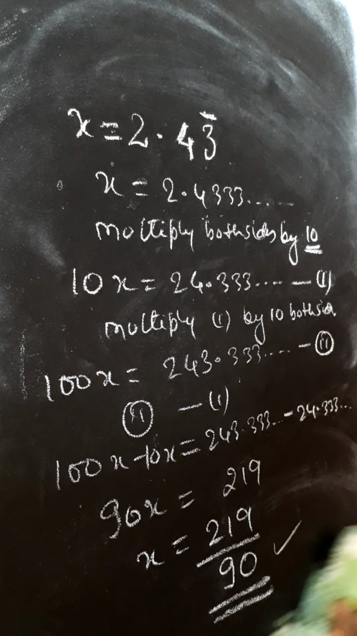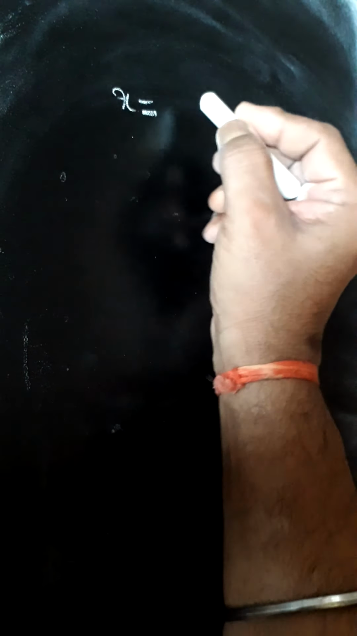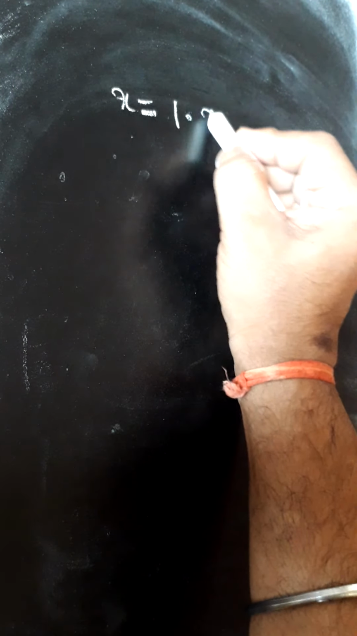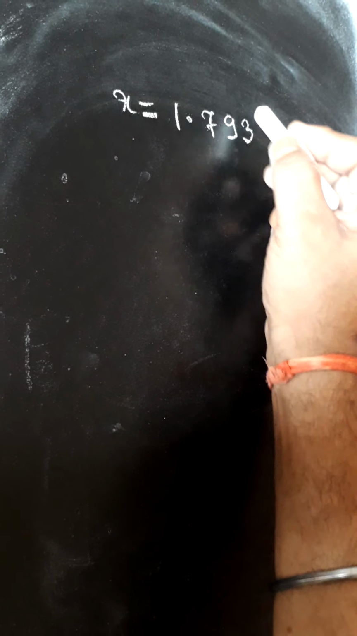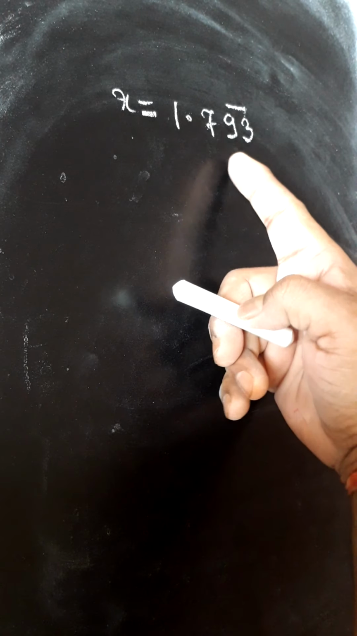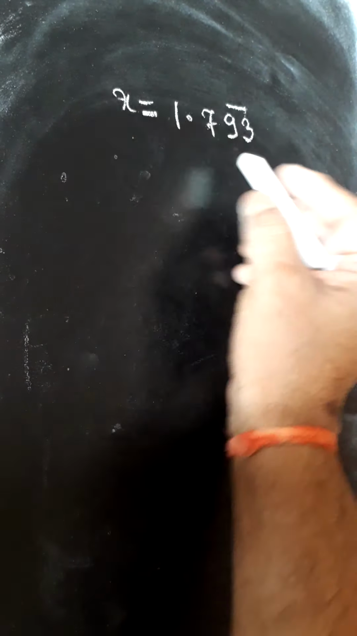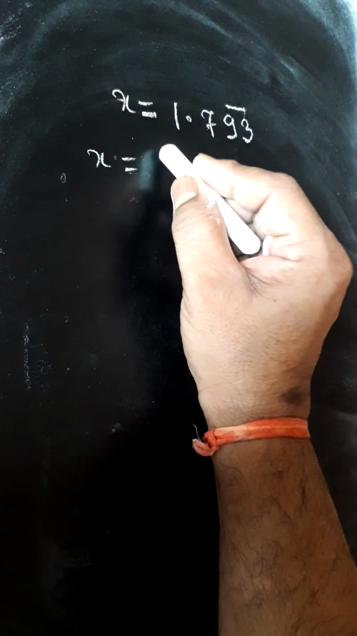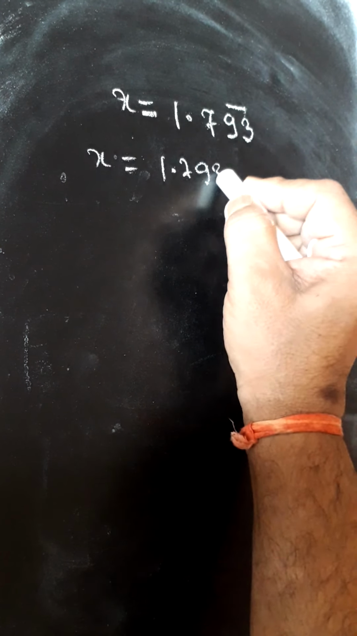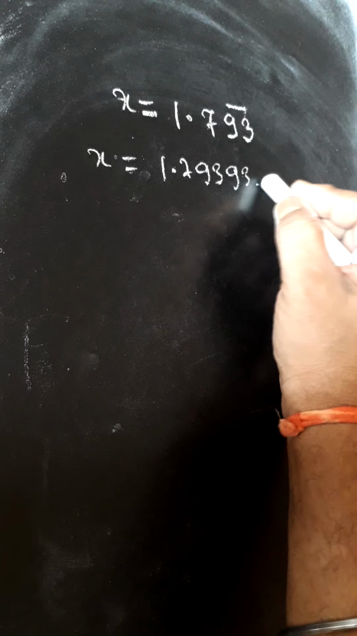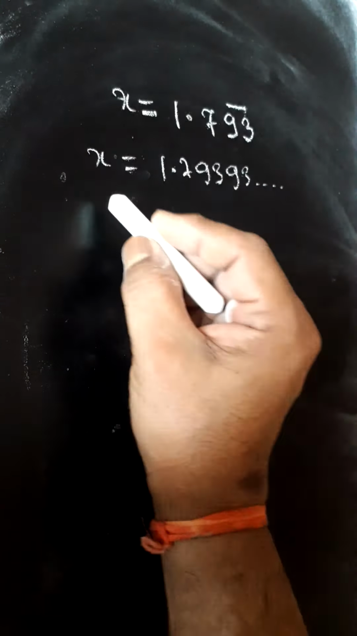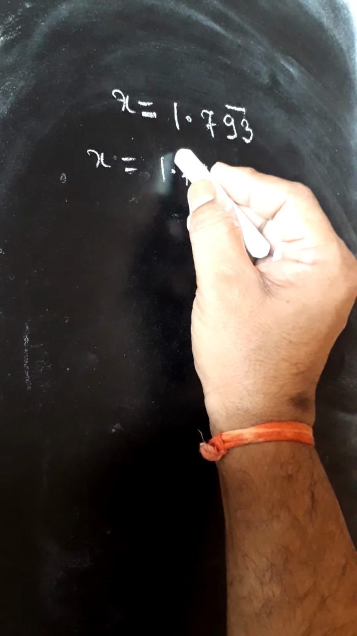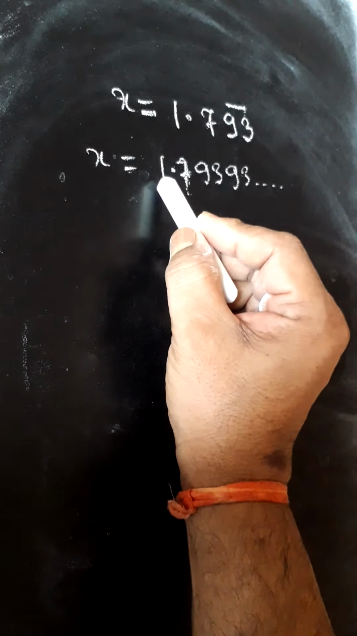Let us see another example. Suppose we have a number 1.793. Here we are having recurring over 93. That is, this number can be written as x is equal to 1.79393 and so on. Means 93 will be repeating here. Here we have one digit without recurring. We will first bring this digit to this side.